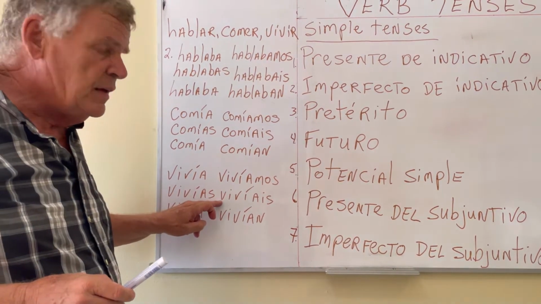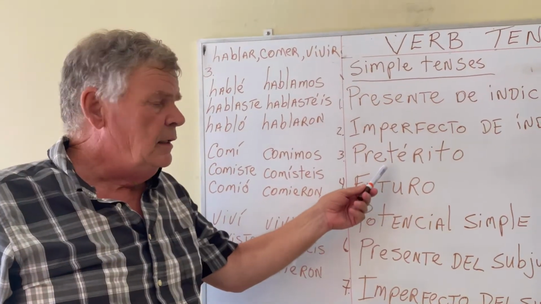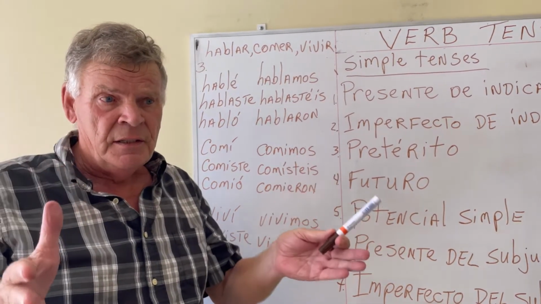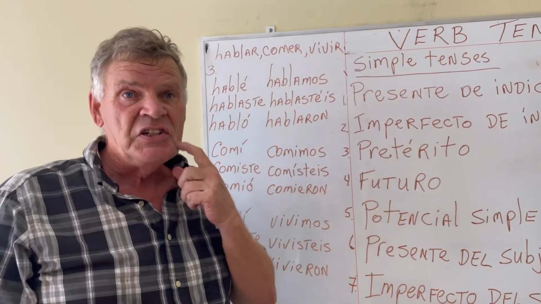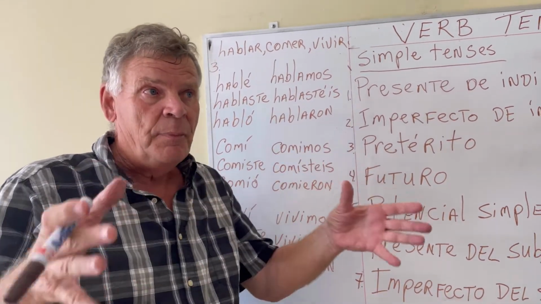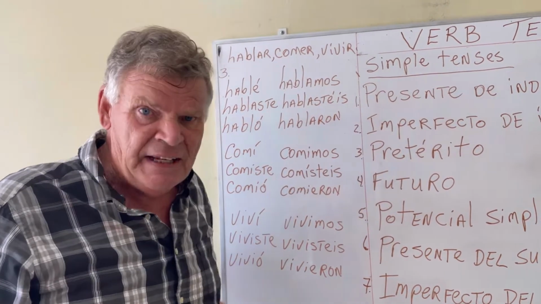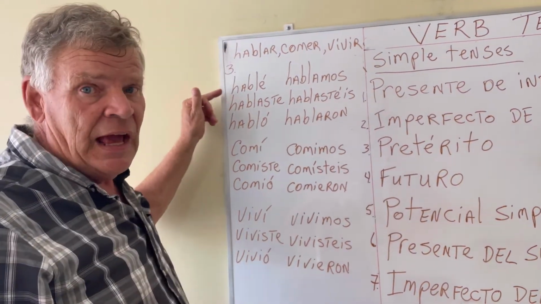vivíamos, vivíais, vivían. Now we're with the preterite, which is the simple past, okay? In French, actually, they call it the passé simple, which means simple past. But in English, we use preterite. And in Spanish, pretérito.